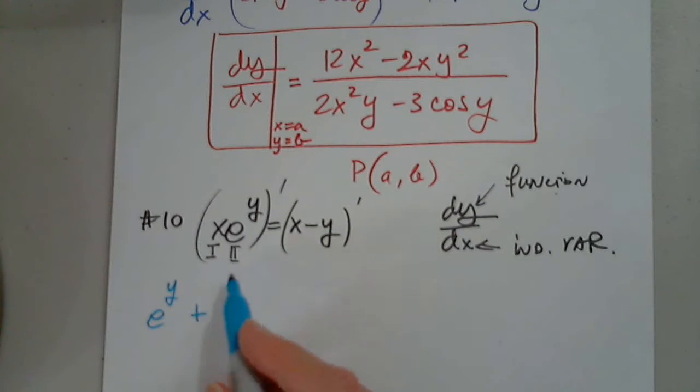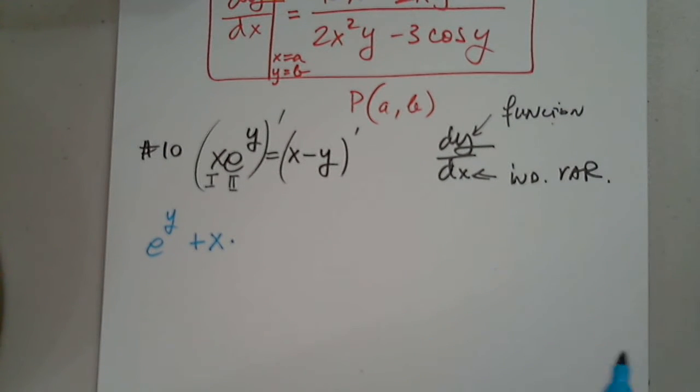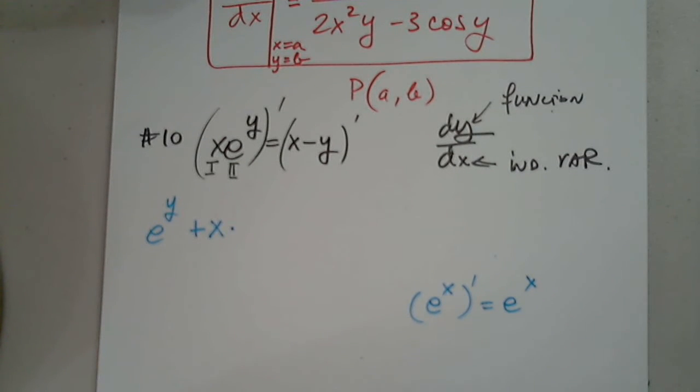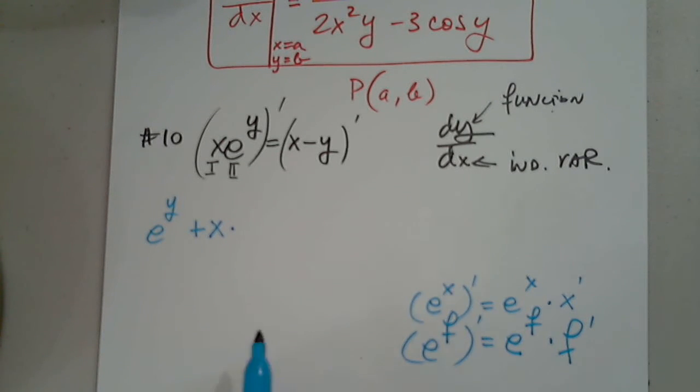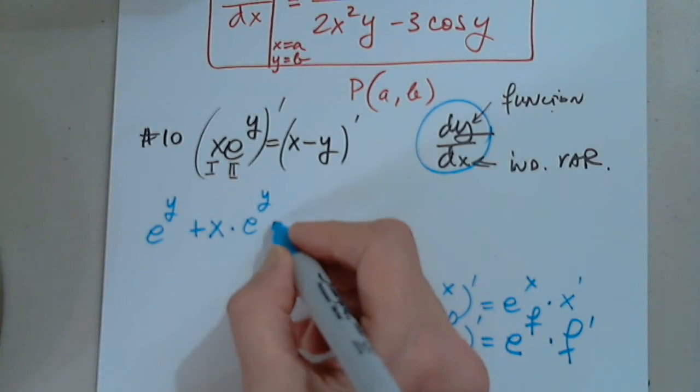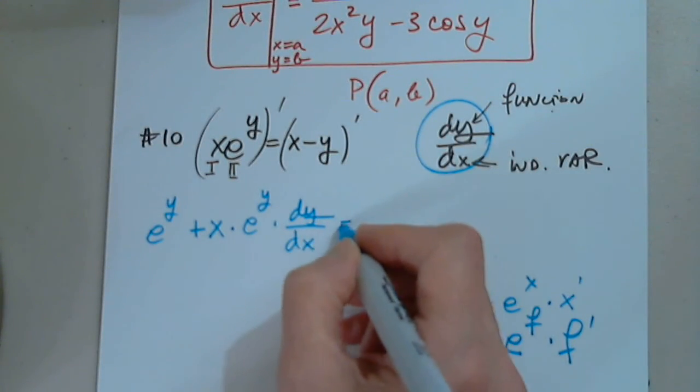Plus x. Now careful. How do I differentiate e to a function? Let me write it on the side again. So when we differentiate e to x, we get nicely e to x. But when we differentiate e to a function prime, we get e to that function times the function prime. If this helps you remember, then put x prime here, but that will disappear because it's 1. So I have to write e to y times y prime, but I will not write y prime. I will write dy over dx. So it's e to y times dy over dx equals.